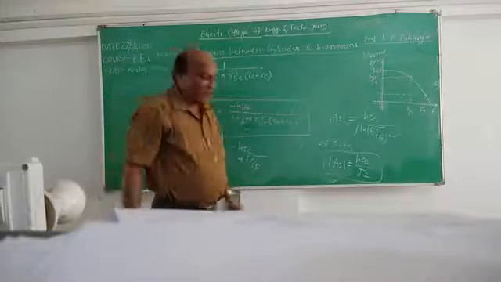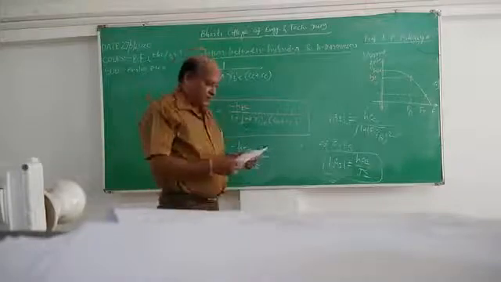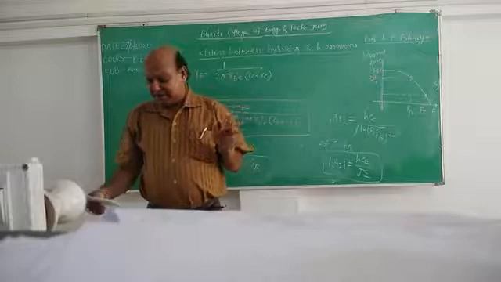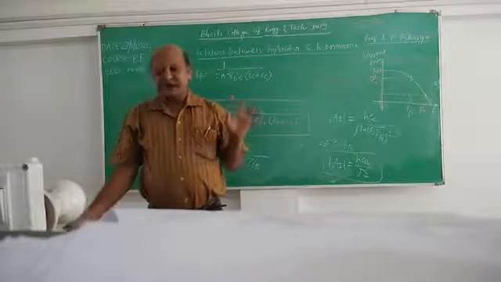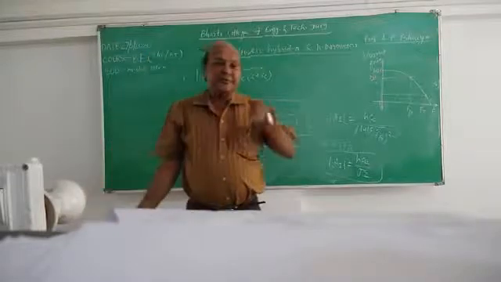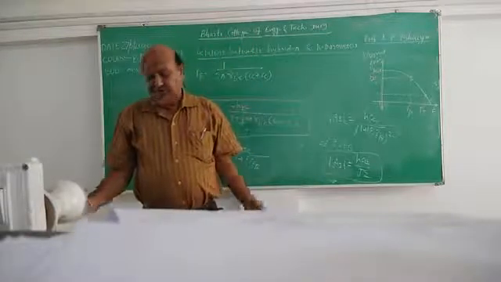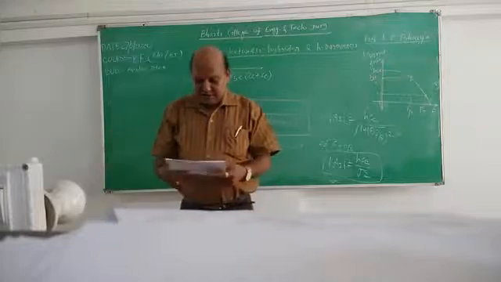So how will you define this f beta? F beta is the frequency at which transistor short circuit common emitter current gain drops by 3 dB or 1 by root 2 times from its low frequency value.